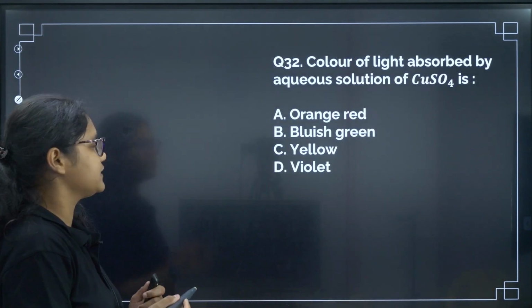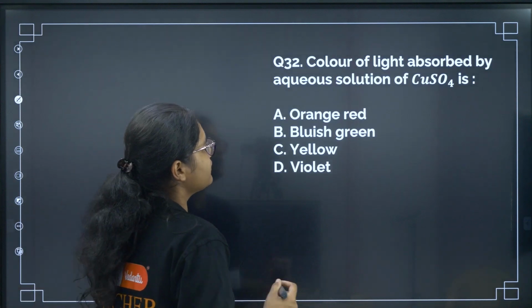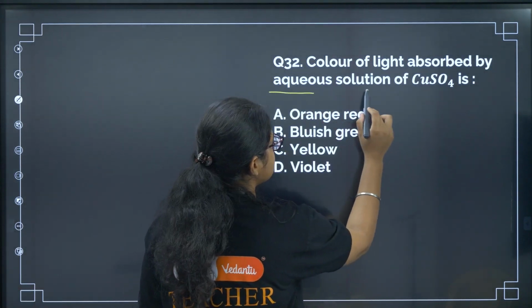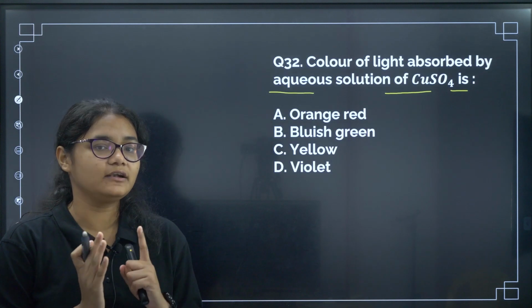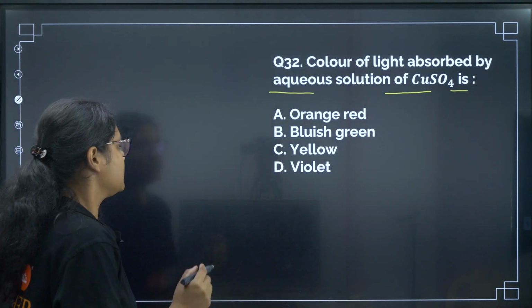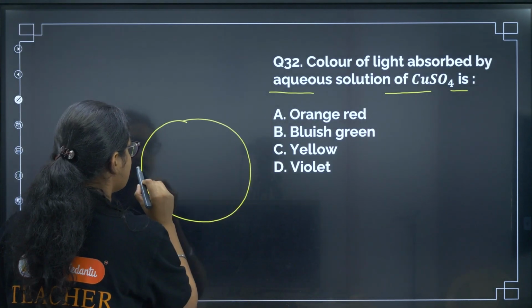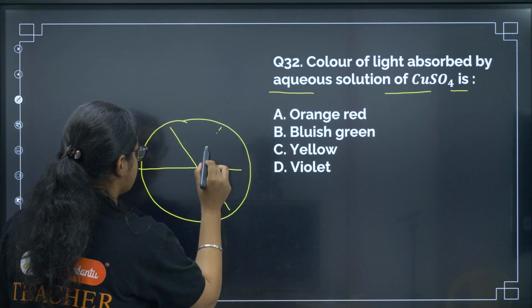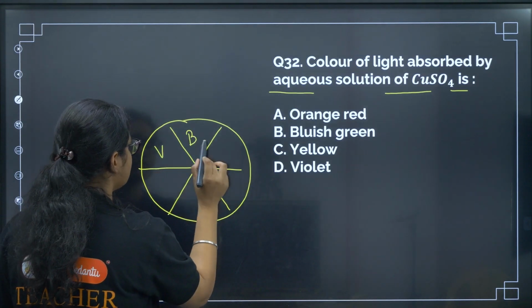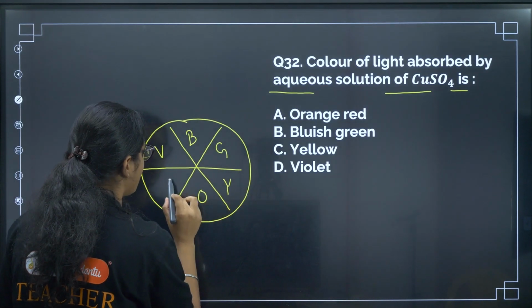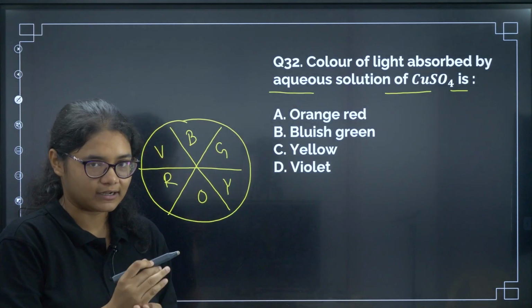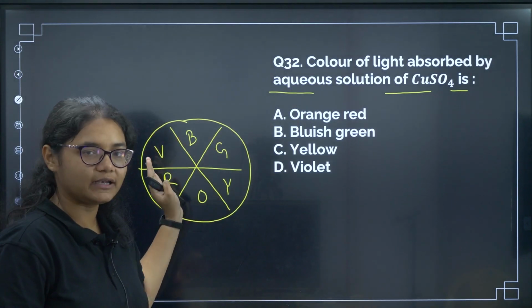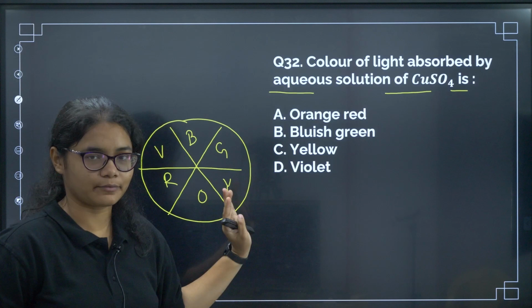Now coming to the next question, that is 32. Color of the light absorbed by aqueous CuSO4 is. This is a very important concept, color of d block elements. Here we have to know something called complementary colors. So V, B, G, Y, O, R, right? This we know. Just indigo color is not considered, because it is a shade of blue. So we take these 6 colors to solve the questions.